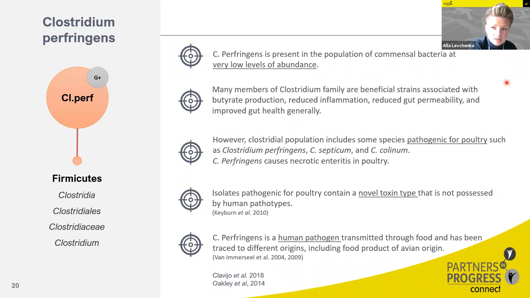Some of the Clostridium perfringens are also human pathogens. And they are transmitted through food, and they have been traced to different origins that also include food products of avian origin. So then we are talking about poultry and broiler meat that we buy in the supermarkets.